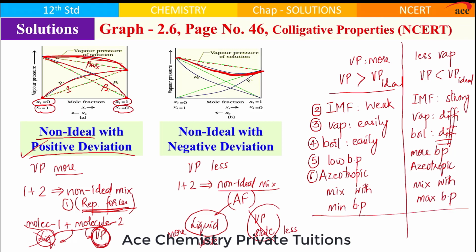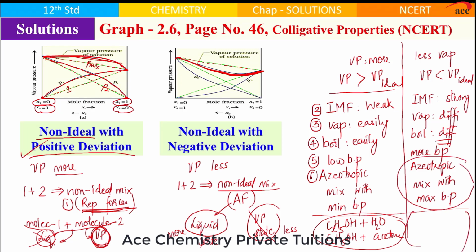Any example of an azeotropic mixture with minimum boiling point? Yes. As per NCERT, ethanol plus water. Another example you can give, ethanol plus acetone. Any example of an azeotropic mixture with maximum boiling point? Yes, examples are available. What is that example? Acetone plus chloroform. Another example, phenol plus aniline. Another example, nitric acid plus water. All these mixtures have maximum boiling point because they have stronger forces in their resultant conditions.